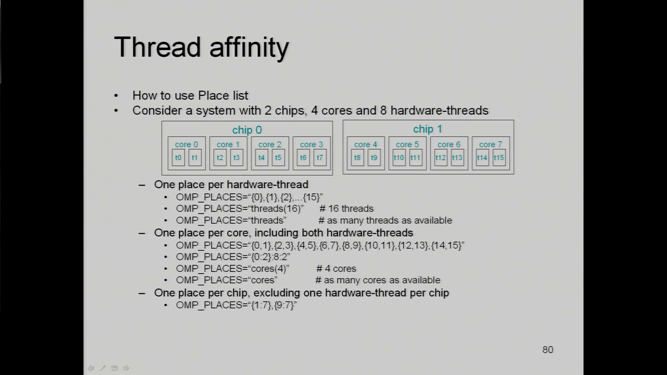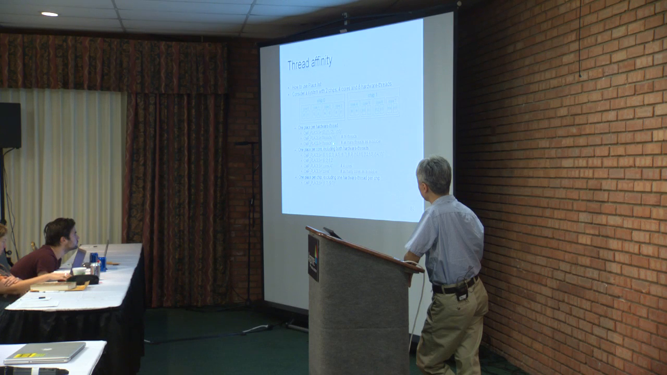So if I have one place per hardware thread, that means I will express this as 0, 1, 2, ... 15, okay? And I can have this expression, as many as available, it's just threads.